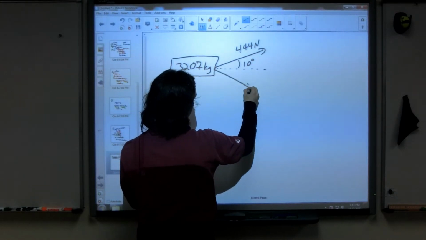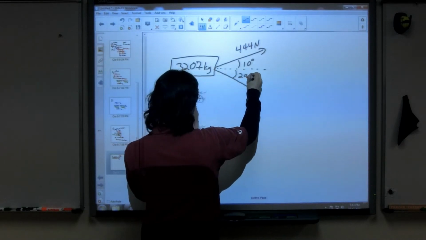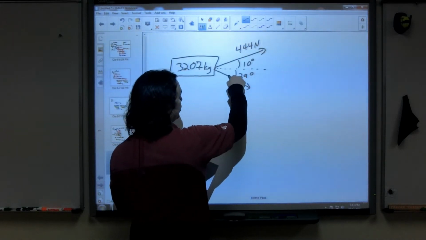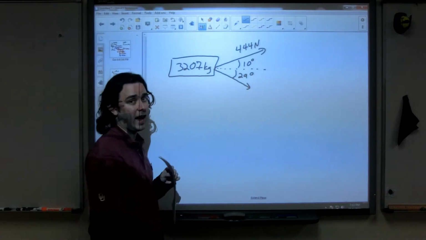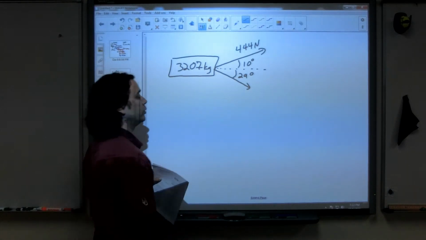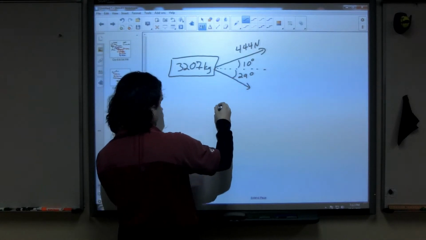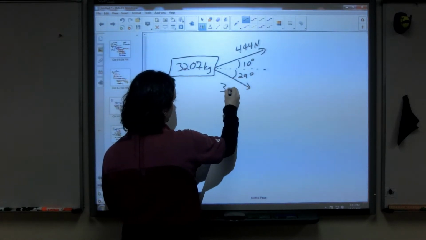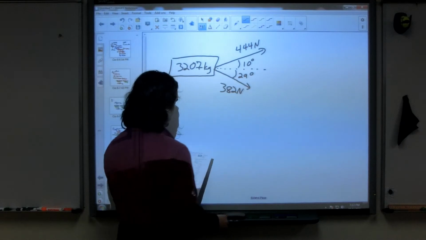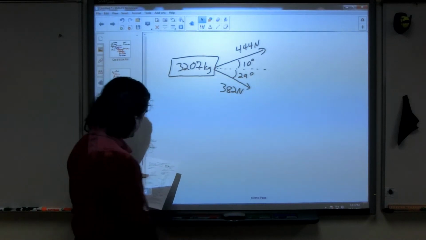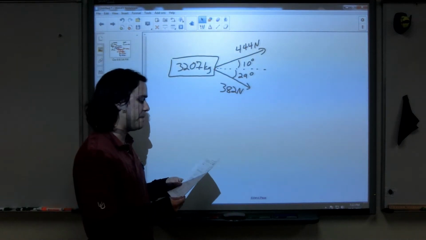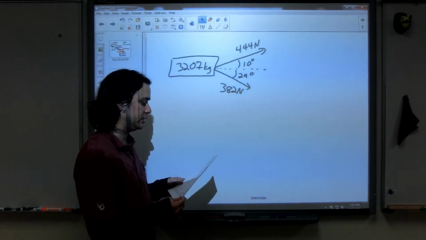So I've got another one down like this, which is 29 degrees. Again, since it is below what we would normally term the x-axis, straight to the right, I would call this negative 29 degrees, but since I'm drawing it down beneath, 29 degrees is plenty good. 382 newtons. The first question is, what is the magnitude of the resultant of these two forces?